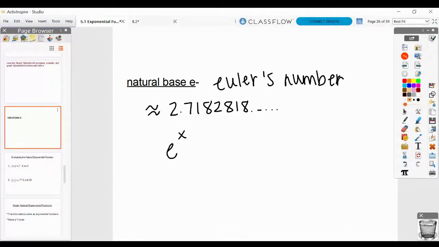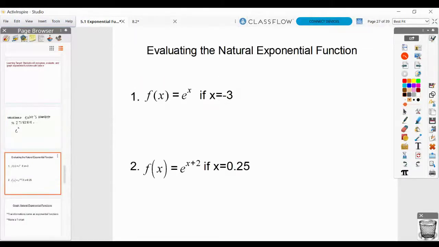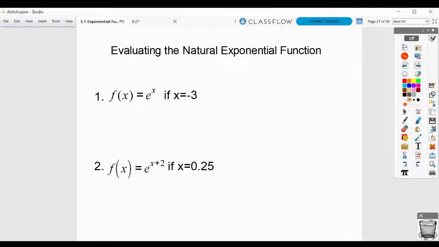It's actually similar to what we did last week. So the first thing we're going to do is evaluate the natural exponential function. The first example is if f of x equals e to the x, if x equals -3. So you're basically just going to put -3 in there for x, and then you're going to use your calculator, and when you pop it up, it'll say e, and then the caret will pop up with a parenthesis, and you're just going to type in -3, and it equals approximately 0.049.